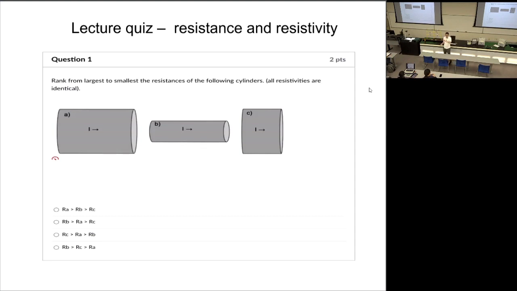If I wanted to look for the sample that had the smallest resistance, what would I look for? I'd look for a short wire, because that would be easy for the current to flow through, and the largest cross section, because that would also be easier for the current. That points me to this one over here on the right. It's the shortest of the wires, and no other wire has a bigger cross section. And so the order is B, A, C. That's the ranking of the resistances.